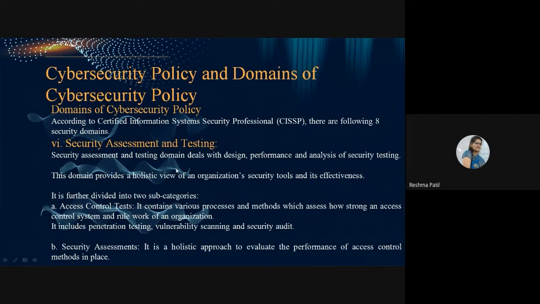So here we are checking this domain, security assessment and testing, and it is further divided into two subcategories. We have already seen the access control test, and next is security assessment. This is a holistic approach to evaluate the performance of access control methods. There are various methods in place. Whichever methods a particular organization is using, the performance of those methods is going to be evaluated here. So that comes under security assessment.